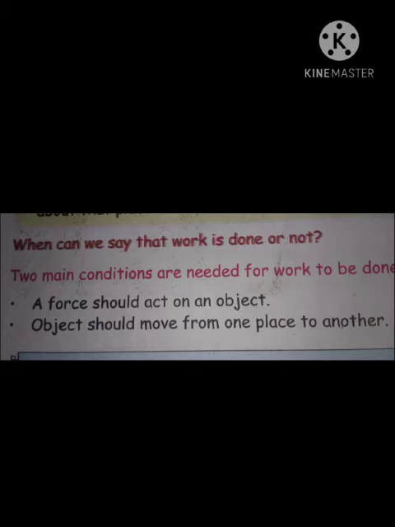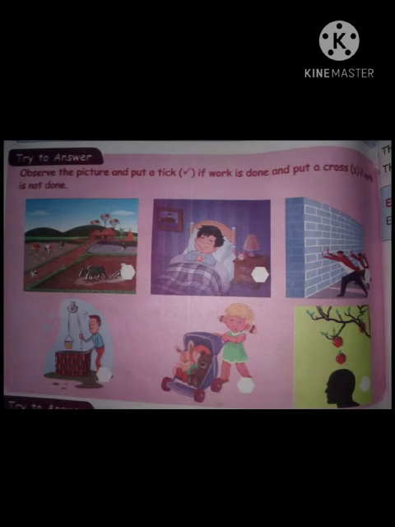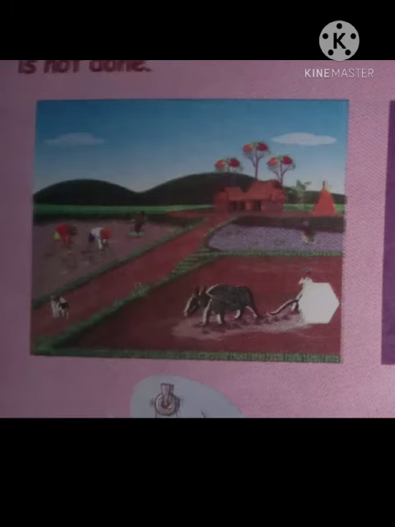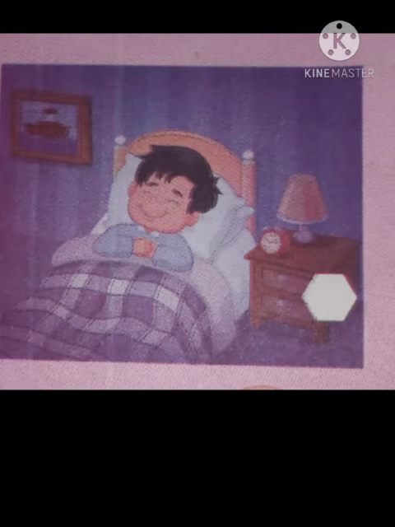Try to answer. Observe the picture and put a tick if work is done and put a cross if work is not done. Let's see the pictures one by one. Here a farmer ploughs the soil. Here force is applied. So work is done. Tick it. Next, a boy is sleeping on a cot. He is at rest. Here work is not done.